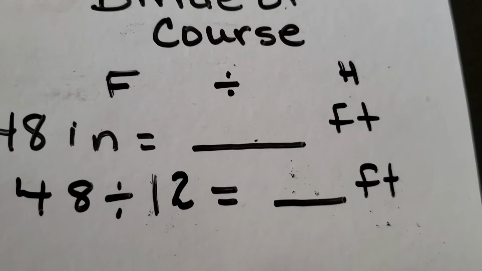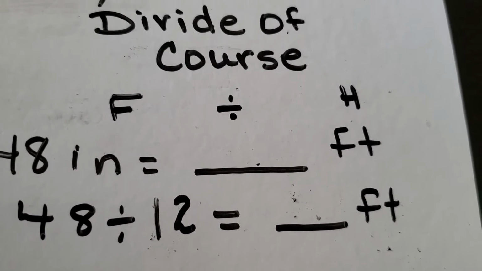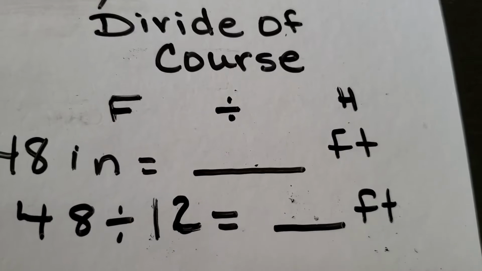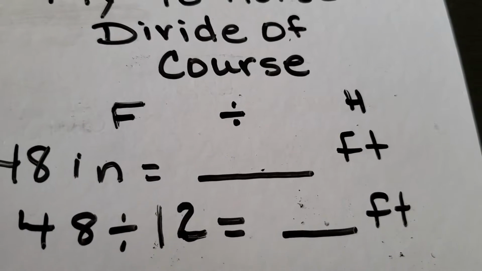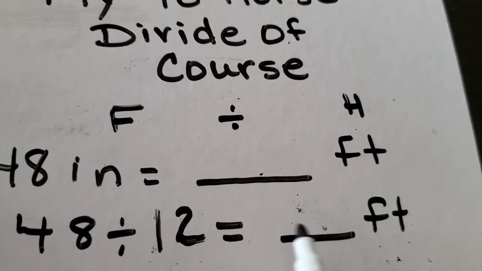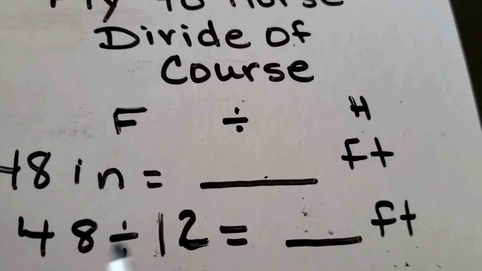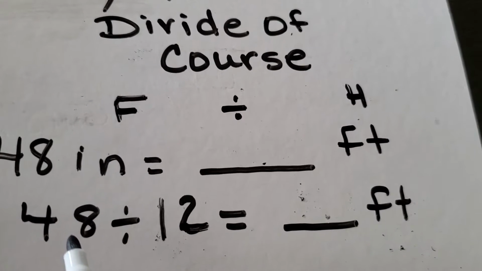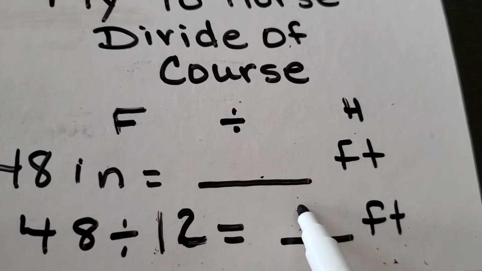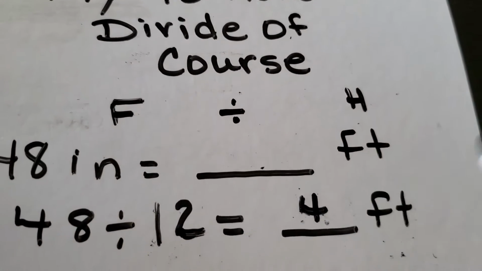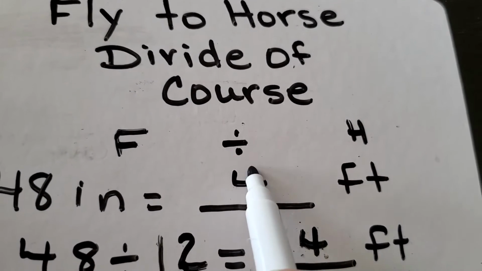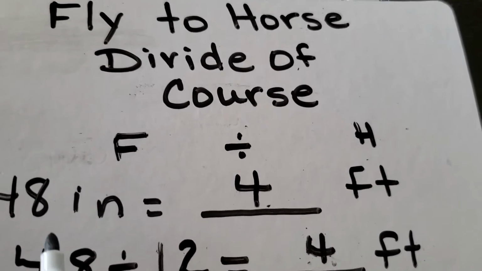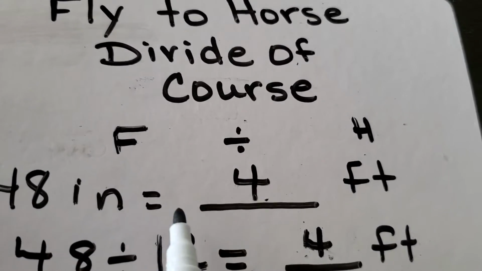Now we're actually not dividing, are we? We have learned that we can just what? Multiply and make it easier. That means we work the problem backwards. So what number times 12 will give you 48? And if you said 4, you are correct, because 4 times 12 is 48. So we will put a 4 here. Okay, so 48 inches equals 4 feet.